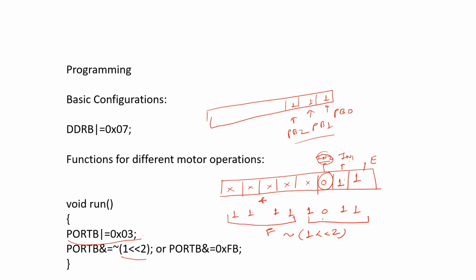This can be written as 1 left shifted 2, or we can also write this number as F, and this is 11, or we can write B in hex, so 0xFB. So either we can write PORTB &= ~(1<<2), or PORTB &= 0xFB.